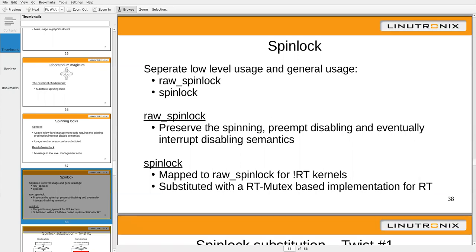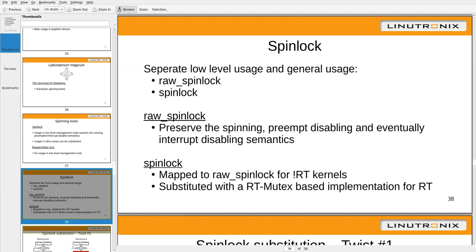Most of these conversions have been done already and are part of the mainline kernel. So developers are aware that they usually should use spin locks and not the raw ones, and have to actually make an argument why they want to use a raw one.